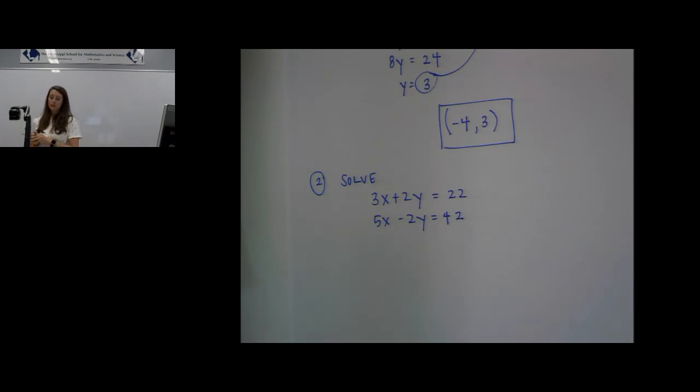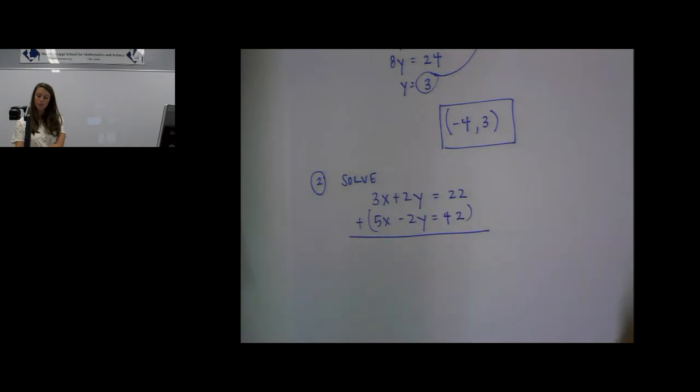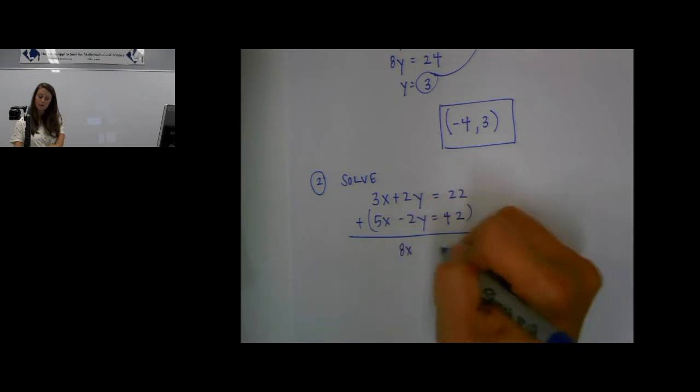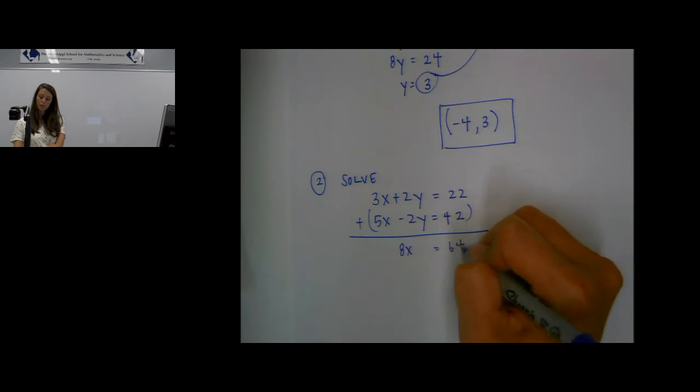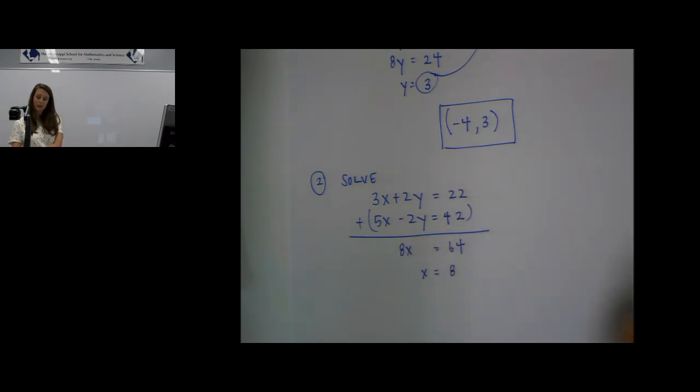Okay, so solve by elimination. What happens if I add these two equations together? The two y's are going to go away, right? So 3x plus 5x is an 8x. 22 plus 42 is a 64. Divide both sides by 8, so x is going to be equal to 8.